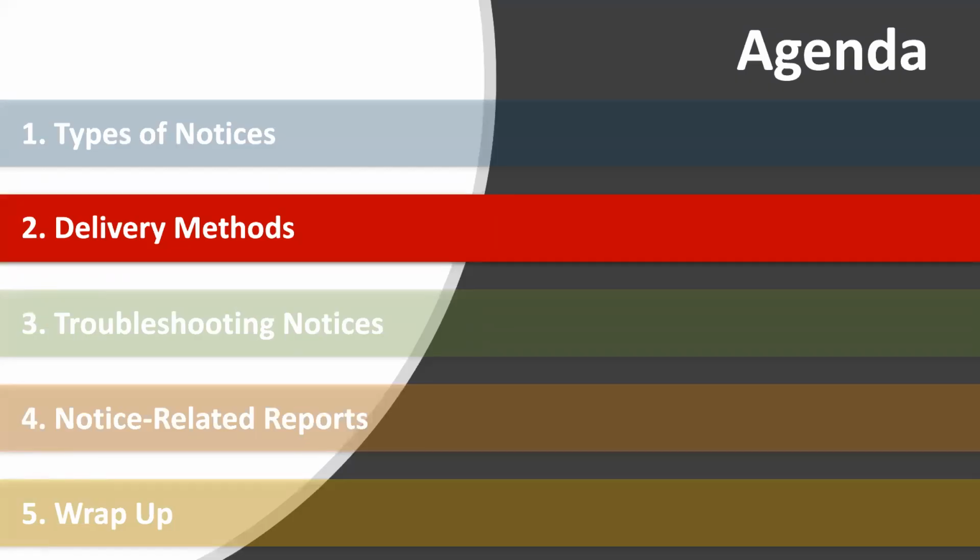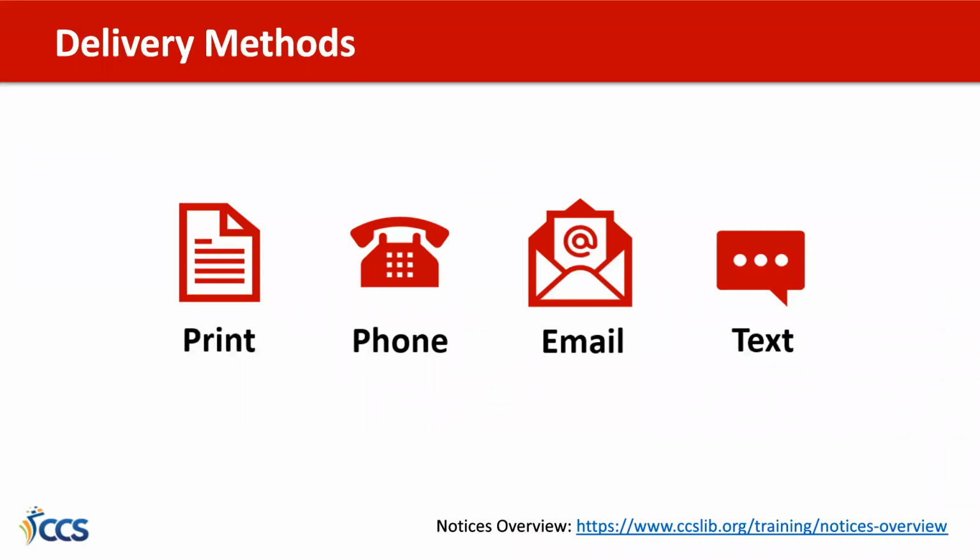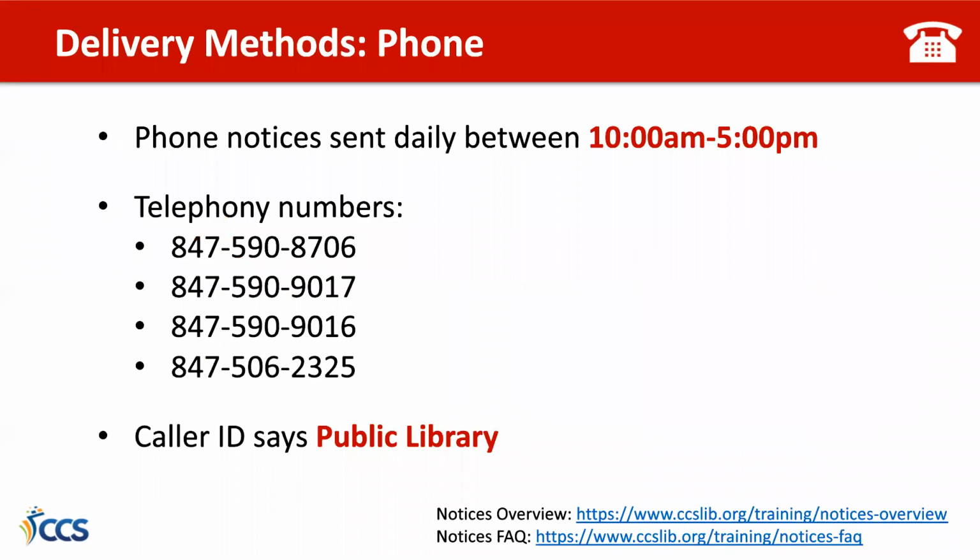So now that we know what types of notices patrons can receive, I want to talk more about how they receive them. So patrons can choose from 4 different types of delivery methods. We've got print, phone or telephony, email or text message. So let's start with our phone messages. Phone notices are sent during specific hours. So I've said before, they're delivered between 10 a.m. to 5 p.m. daily.